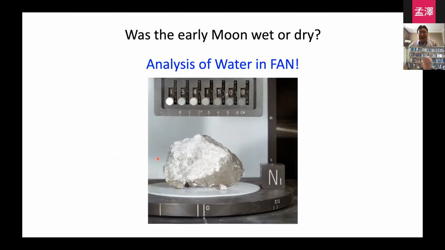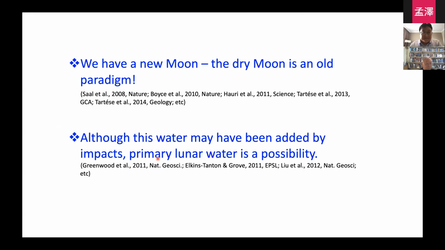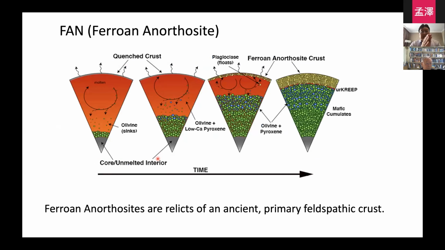So as I mentioned earlier, there was a lunar magma ocean in a young moon. During the magma ocean crystallization, the primary crust actually formed from the lunar magma ocean, and ferroanorthosite is a relic of this ferroanorthositic crust.